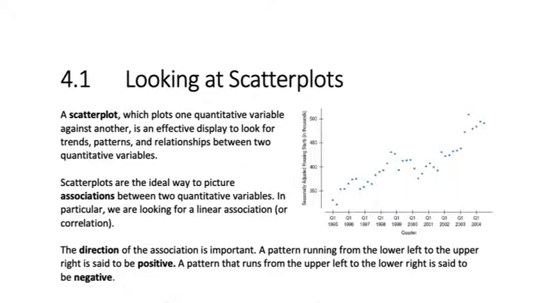In this video, we're going to cover sections 4.1 through 4.4. Chapter 4 is all about scatter plots. A scatter plot shows the relationship between two quantitative variables. And what we're looking for in particular is if there is a linear relationship or linear association between the points.